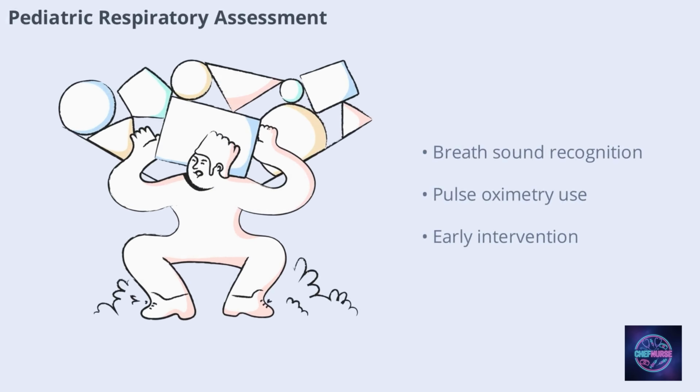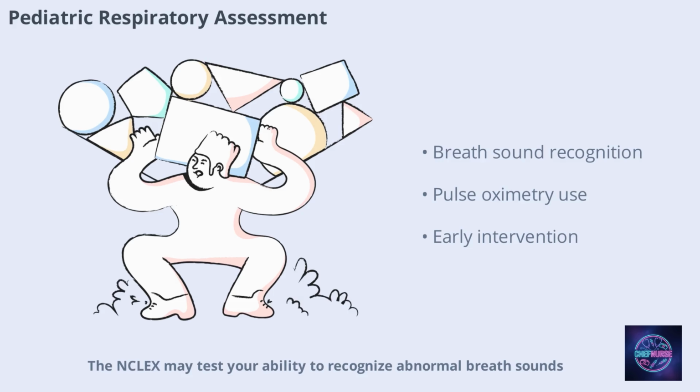Thorough respiratory assessment is vital in pediatric nursing. The NCLEX may test your ability to recognize abnormal breath sounds, assess work of breathing, and identify signs of respiratory distress. Knowing how to use pulse oximetry and interpret results is important. Early intervention can prevent complications, so prompt recognition and action are key.